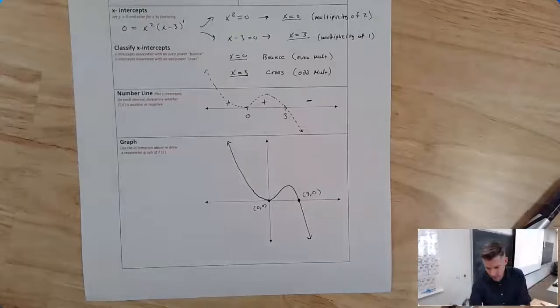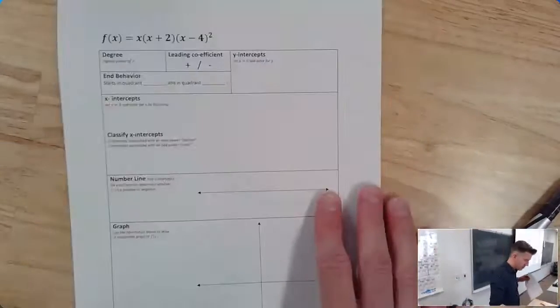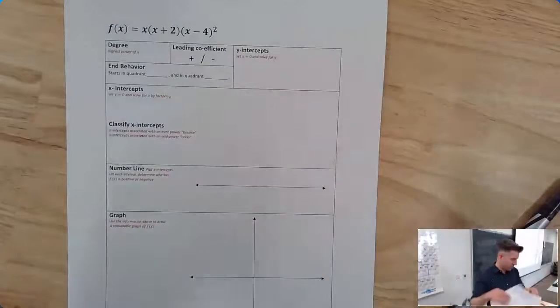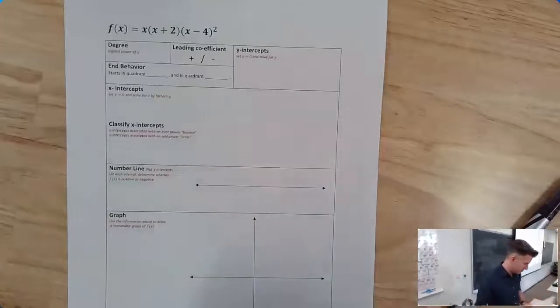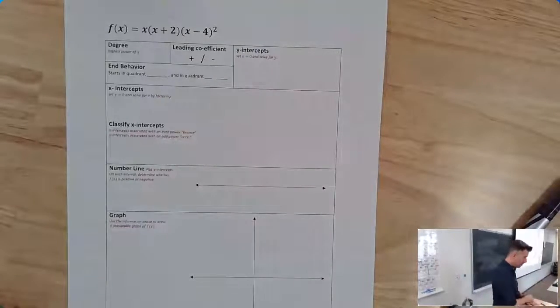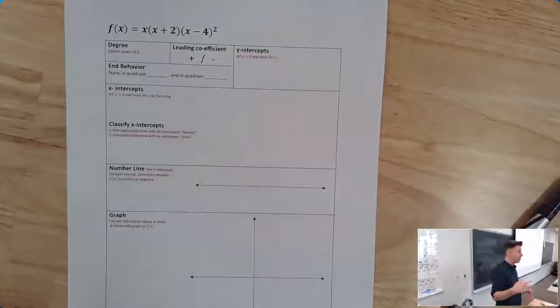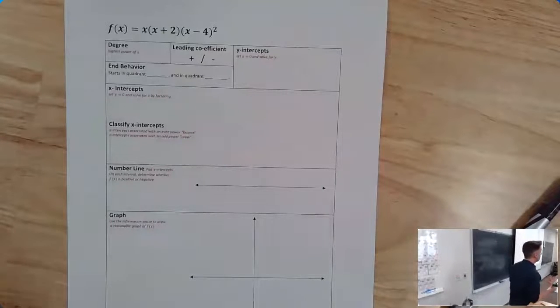Let's move on. So this next one is a bit more complicated. x times (x plus 2) times (x minus 4) squared. Yeesh, all right. So I'm going to ask all of you to think about it for a second. And when you're ready, either type in the chat or show me on your fingers what the degree of this polynomial is.